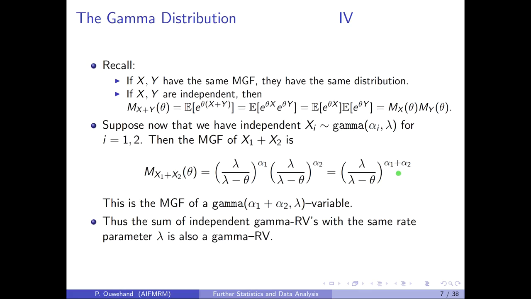Now this looks like the moment generating function of a gamma random variable with shape parameter alpha1 plus alpha2 and rate parameter lambda. And hence by the first fact that I asked you to recall, x1 plus x2 must be distributed according to gamma(alpha1 plus alpha2, lambda). Thus the sum of two independent gamma random variables with the same rate parameter is also a gamma random variable.